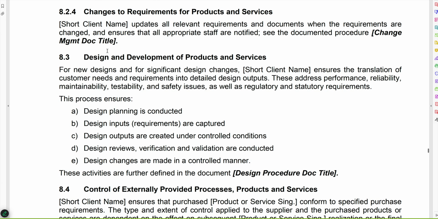Perfect. So the following paragraphs are related to the changes to requirements for products and services, and to the design and development of products and services, which is section 8.3. You can see that here we are talking about different processes, and we are giving again the characteristics of these processes, and obviously at the end of this section we are going to refer to annexed documents.